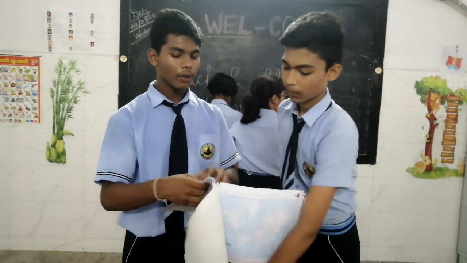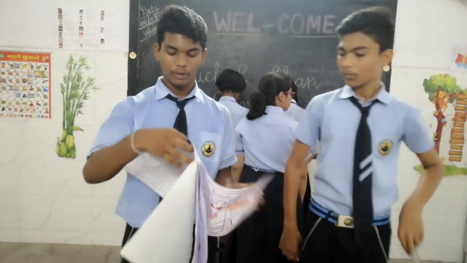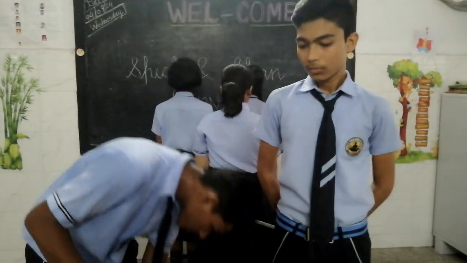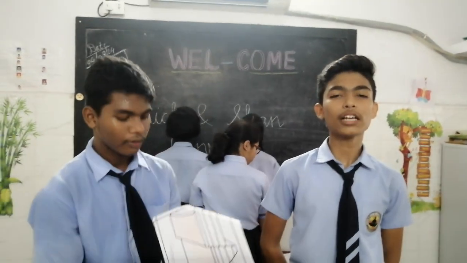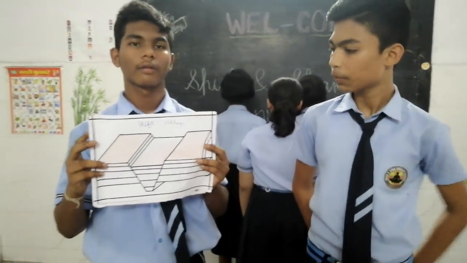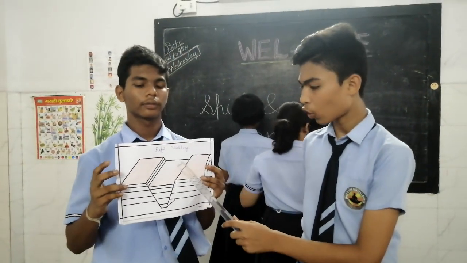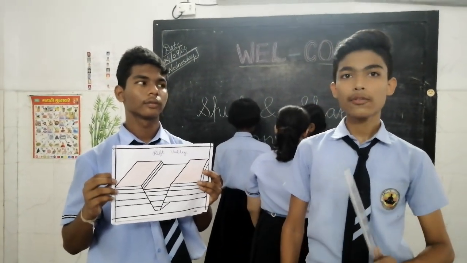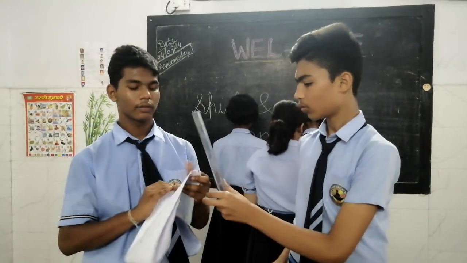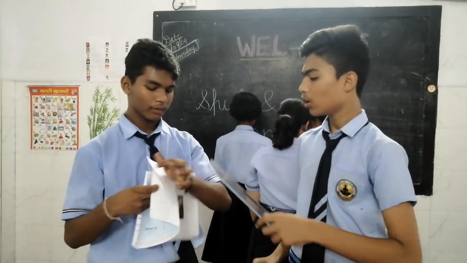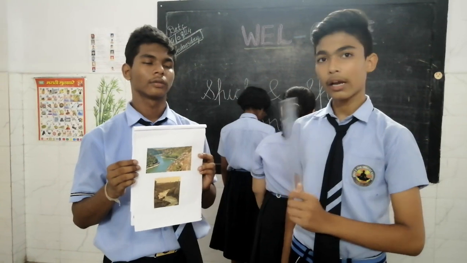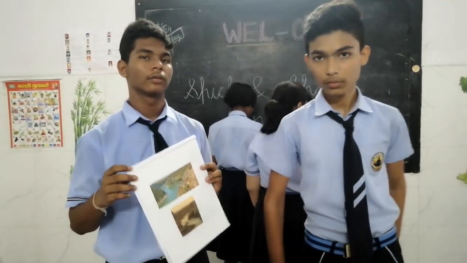Now my friend Mukul will tell you about rift valleys. Sometimes two fractures develop side by side in the earth's crust. The land between the two fractures subsides. The subsided deep part is called the rift valley. For example, the rift valley of the Narmada in India, the Great Rift Valley of Africa, and the Rhine River rift valley of Europe.